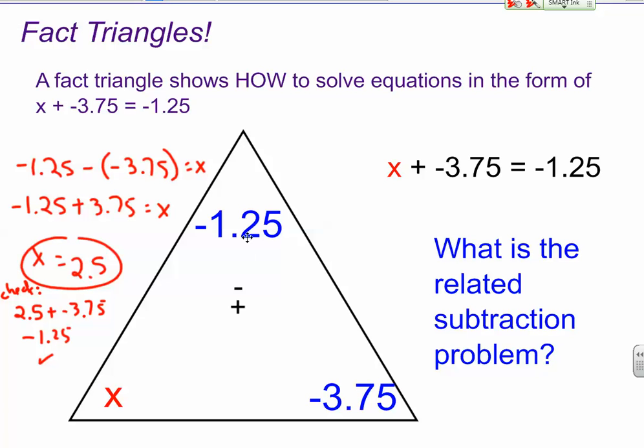Same with this one. My related subtraction is negative 1.25 minus a negative 3.75 equals x. Here it is right here. We add the opposite. If I owe €1.25 and I have €3.75, to find out how much I still owe or have, I subtract, and I still have €2.50. So 2.5 is positive because 2.5 plus a negative 3.75 gives me a negative balance. I only have €2.50. I owe more than I have, so I still am in debt. So use money to help make sure it makes sense for you.